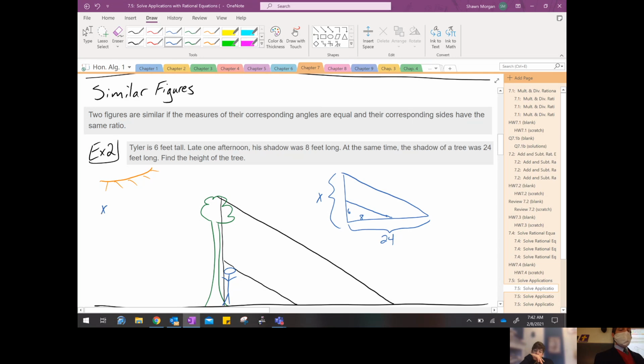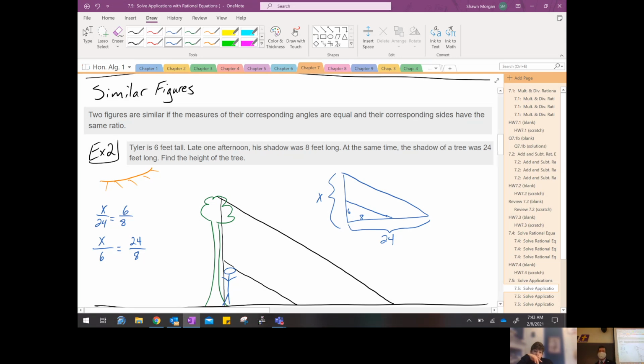We could say X over 24 equals 6 over 8. We could do left side compared to left side and bottom side compared to bottom side. So I could say, all right, left side of the big triangle is X, left side of the little triangle is 6, bottom side of the big triangle is 24, and bottom side of the little triangle is 8. So we could write it up like that, okay? Notice both of these have my variable where? Up top. That's a smart way to write out your proportions, as we just mentioned, okay?